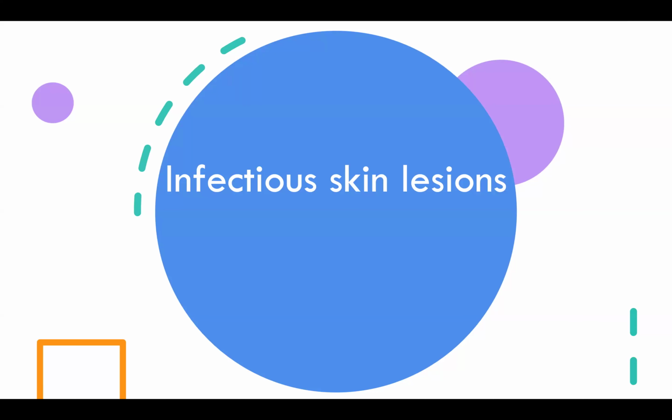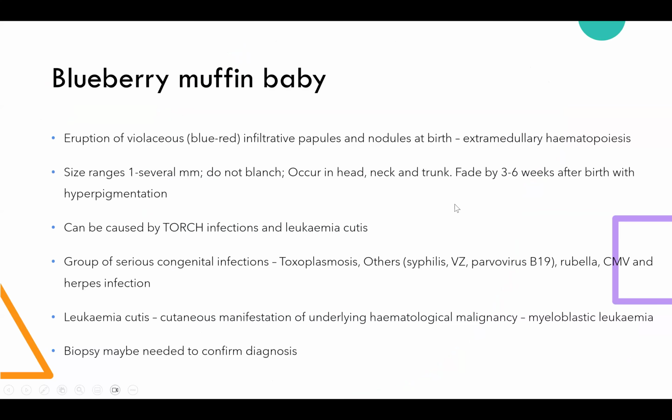Coming to infectious skin lesions, they can be bacterial, viral, fungal, or parasitic infections. The blueberry muffin baby is not directly due to infection, but it can be due to TORCH infections or leukemia cutis. Here, it is due to extramedullary hematopoiesis. So, the extramedullary hematopoiesis occurs in the skin. The baby will present as eruptions of violaceous infiltrative papules and nodules which are present at birth. These are signs of extramedullary hematopoiesis. The size may range from 1 to several mm in size.